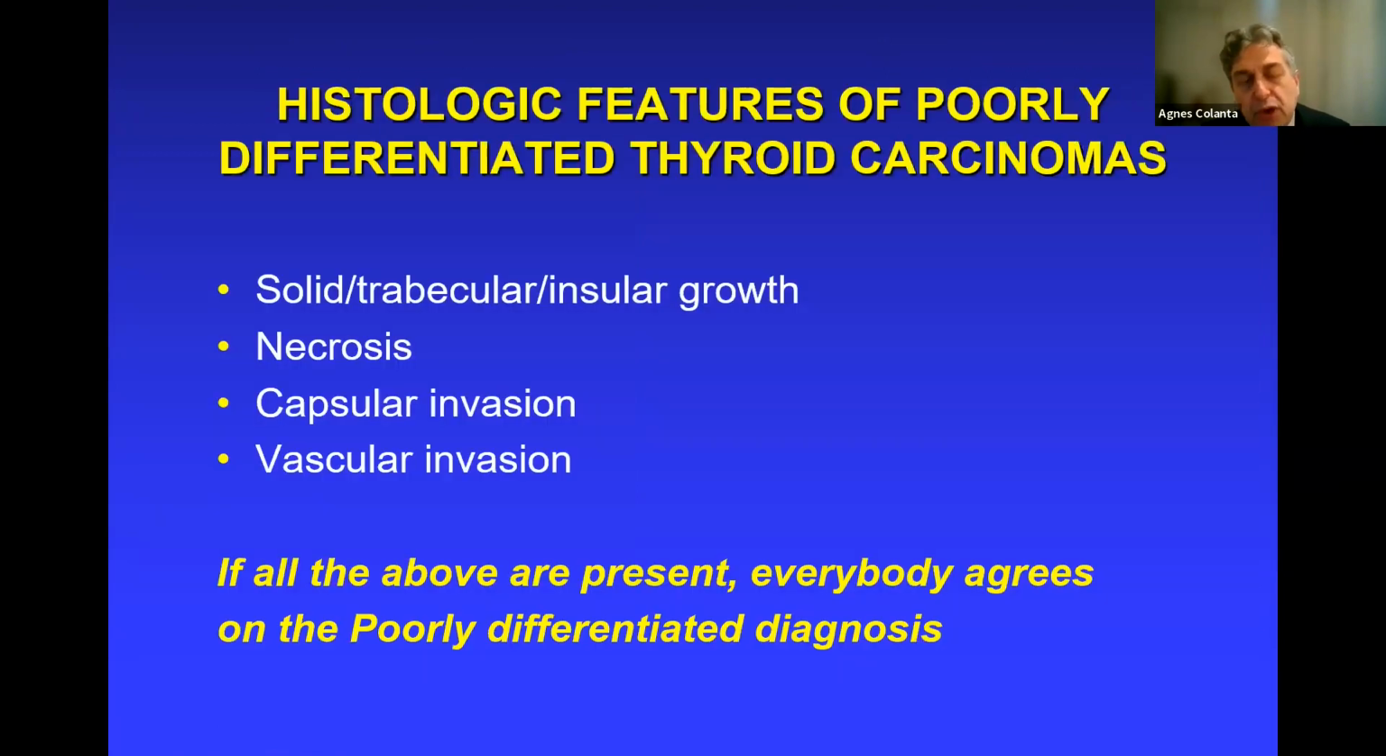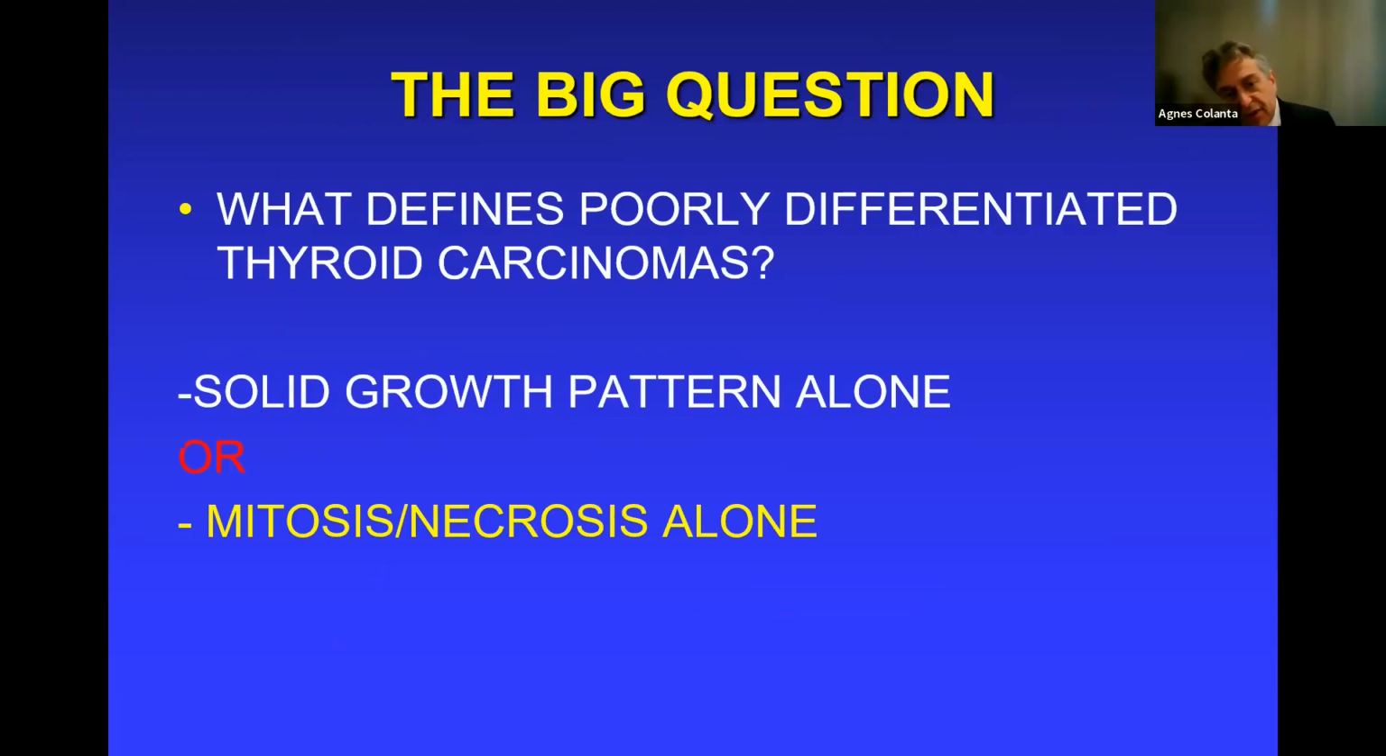So when you have a solid trabecular insular growth pattern, when you have necrosis, capsular and vascular invasion, and you don't have anaplastic features, everybody agrees that these tumors are poorly differentiated thyroid carcinoma. But what do you do if you have solid growth pattern alone or mitosis and necrosis alone? Here is the rub, here is where people really disagree. So let's see two approaches to the issue.